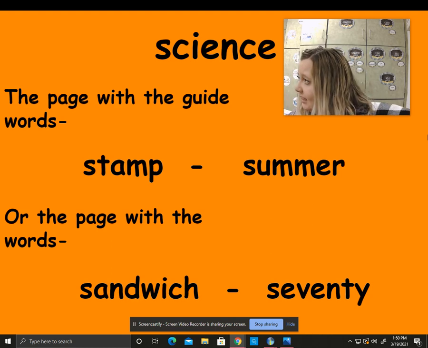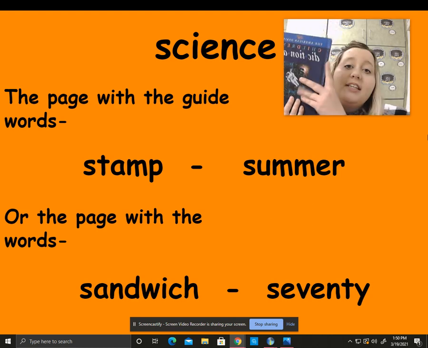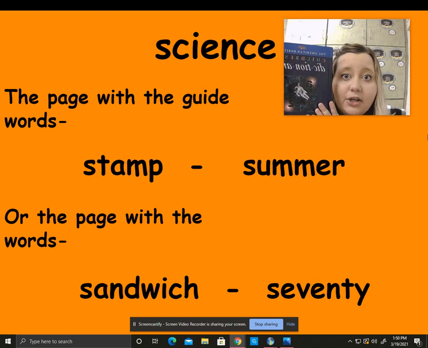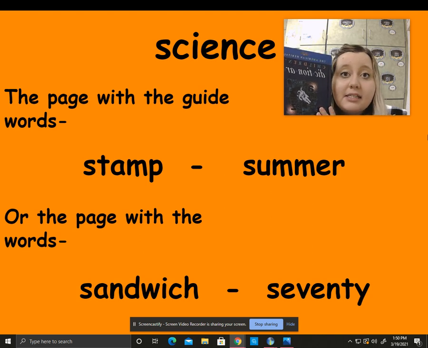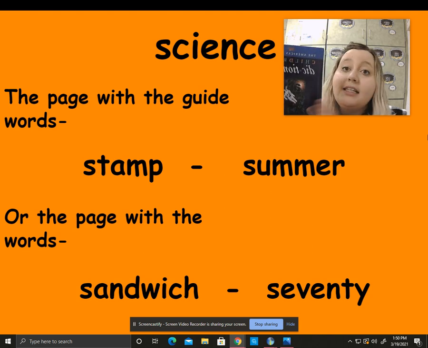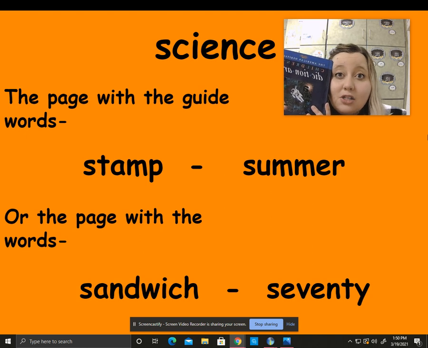But just as a reminder, the dictionary is the most important reference material that we're going to be talking about this week. This week, we're going to be talking about all kinds of reference materials, which are books that help us find information. But the dictionary is the most important one. So we're going to spend a little bit more time on the dictionary.